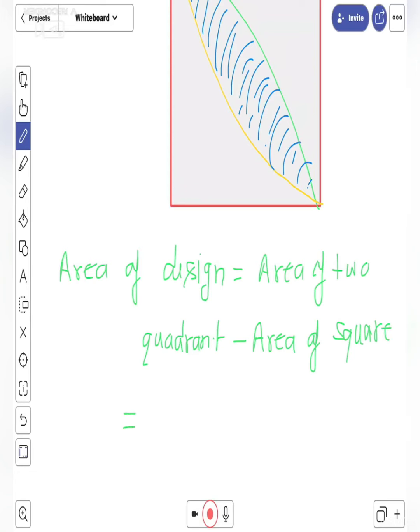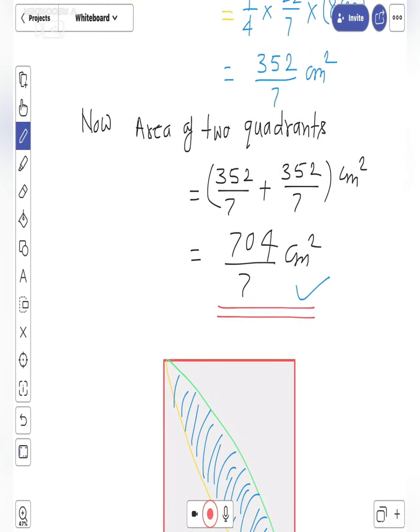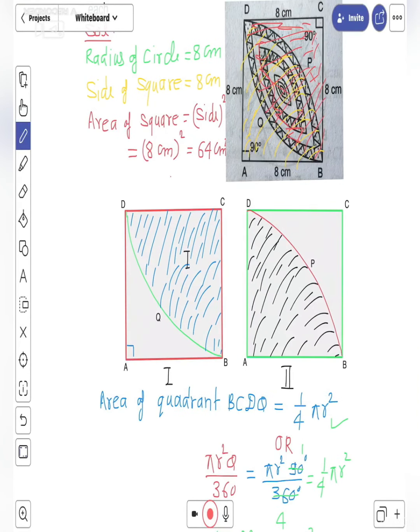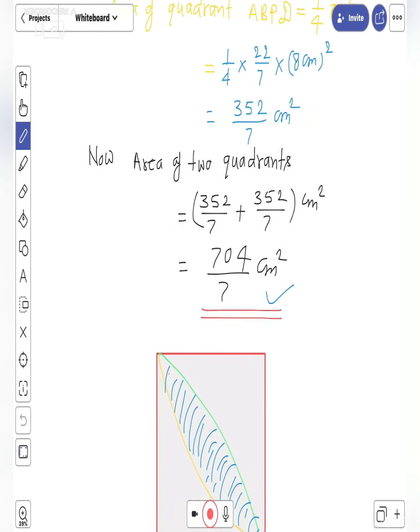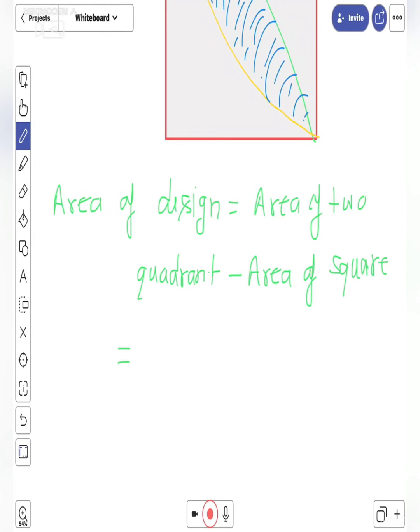Now you put all the values here. You can see here what is the area of square and what is the area of design. This is the area of 2 quadrants, and this is the area of square. So you will put both the values here. You will get, just you can see here, 704 divided by 7 minus 64 centimeter square.